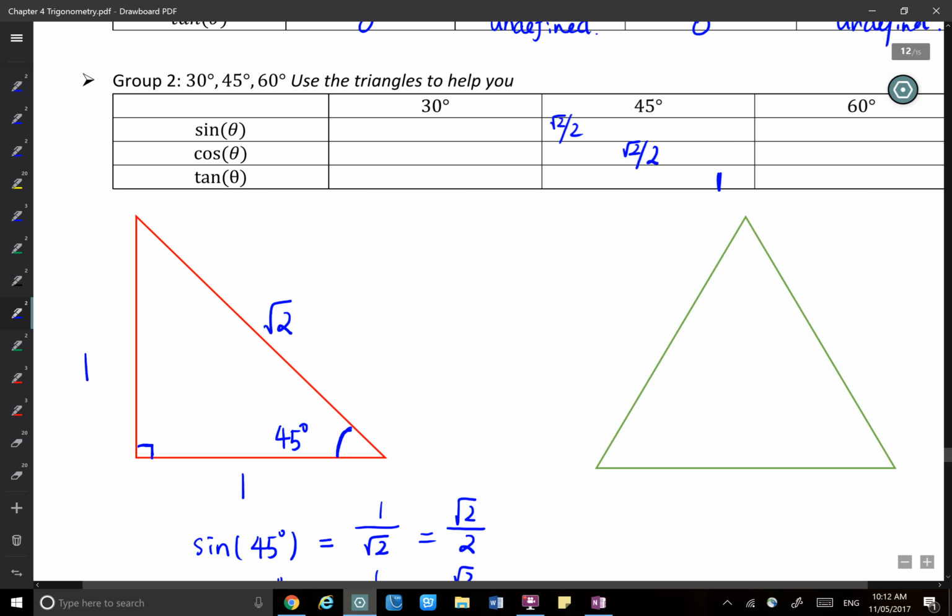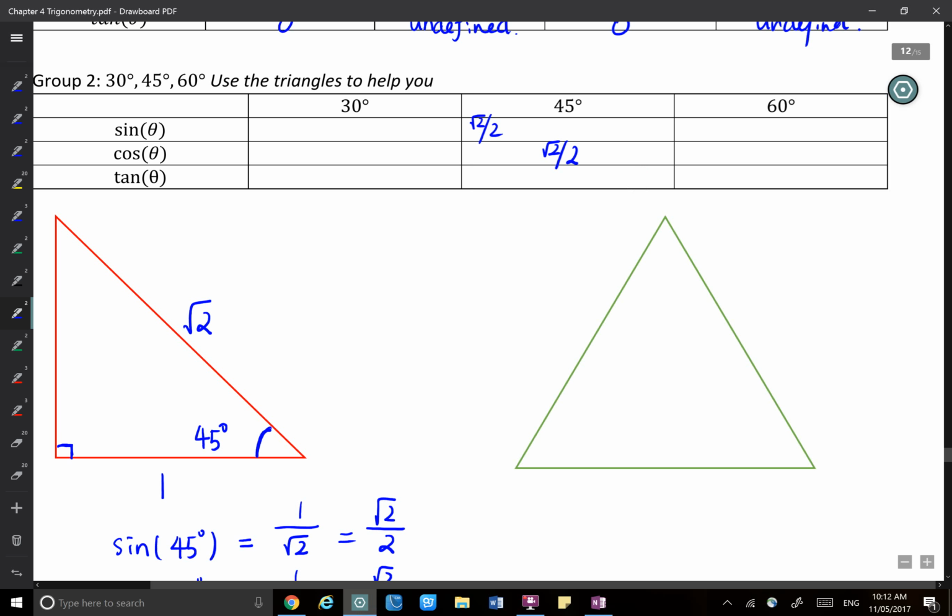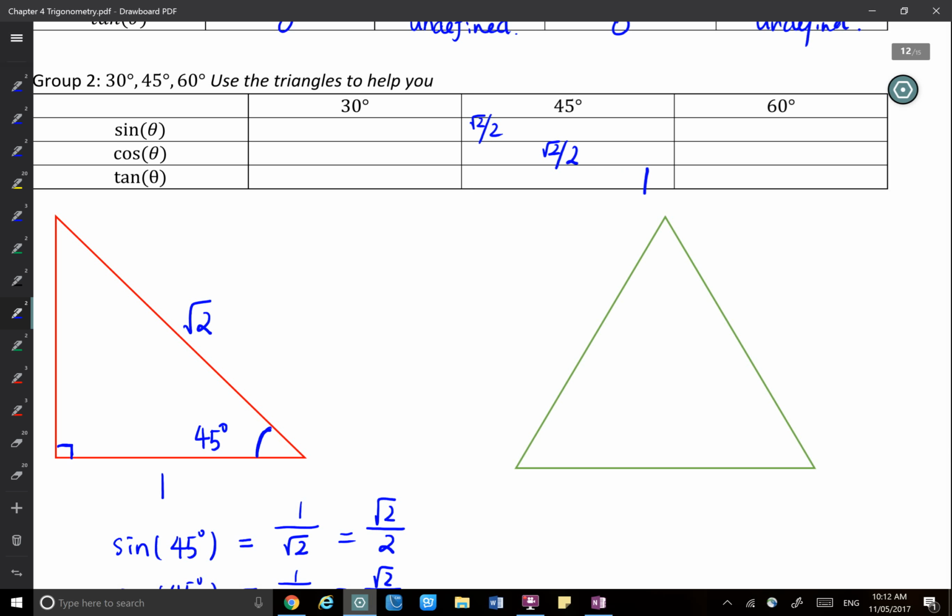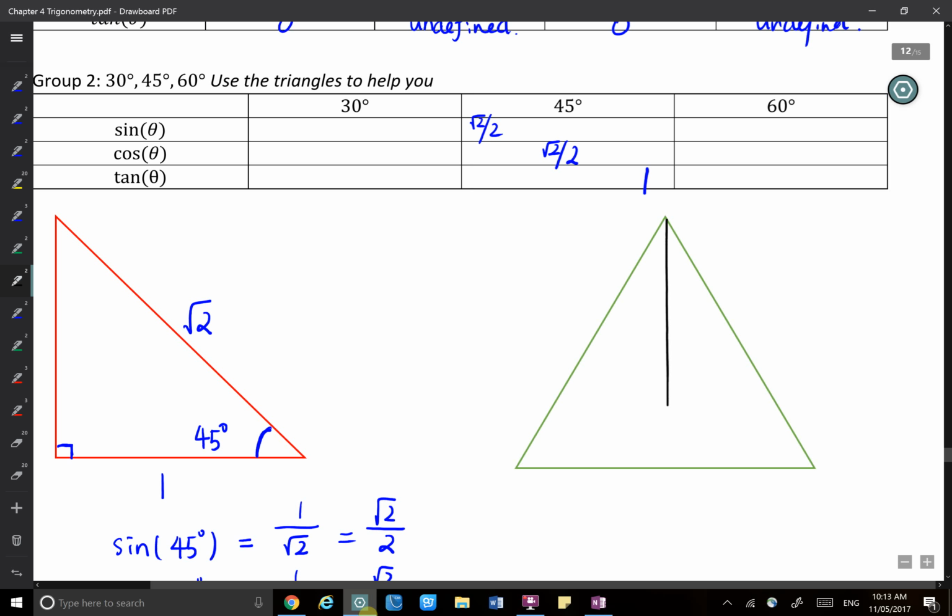Okay, the next triangle we have is the equilateral triangle. What's the size of the angles? 60, right? 60. Okay, now if I sketch a vertical line from the top, like this, what's the size of this angle? 30. And here will be 60.